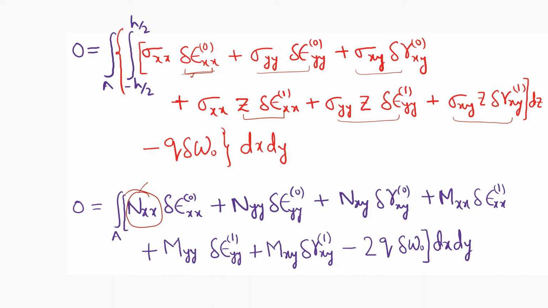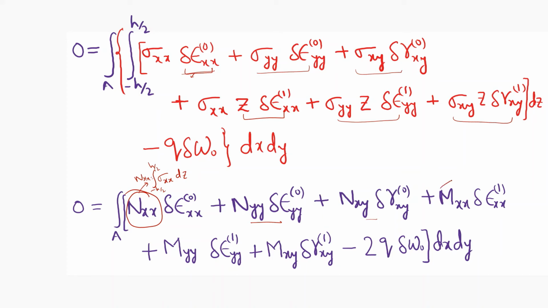So Nxx, what is it? It is nothing but the integration of sigma xx with respect to dz from minus h by 2 to plus h by 2. This is Nxx. So here we have written Nxx delta epsilon x naught xx plus Nyy. Similarly, Nyy would also be the integral of sigma yy dz. So we have written Nxy delta gamma naught xy plus, also we know that sigma xx into z.